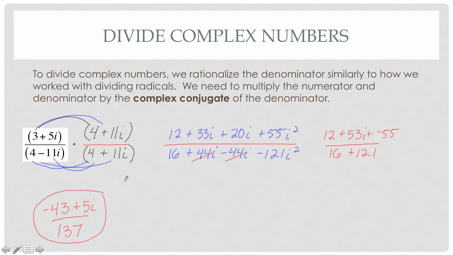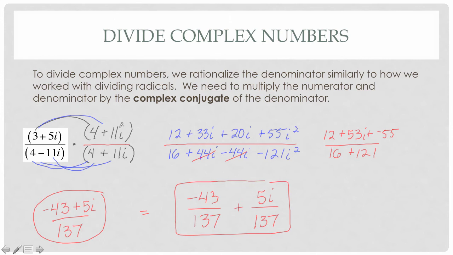Look at that. That is one complex number. We have a real part and an imaginary part, and if I wanted to, I could split it up this way, negative 43 over 137 plus 53i over 137. I can't really simplify these fractions down anymore, but that's how you do division with complex numbers. You multiply the numerator and denominator in just such a way that in the denominator you lose all your i's, and they simplify out.